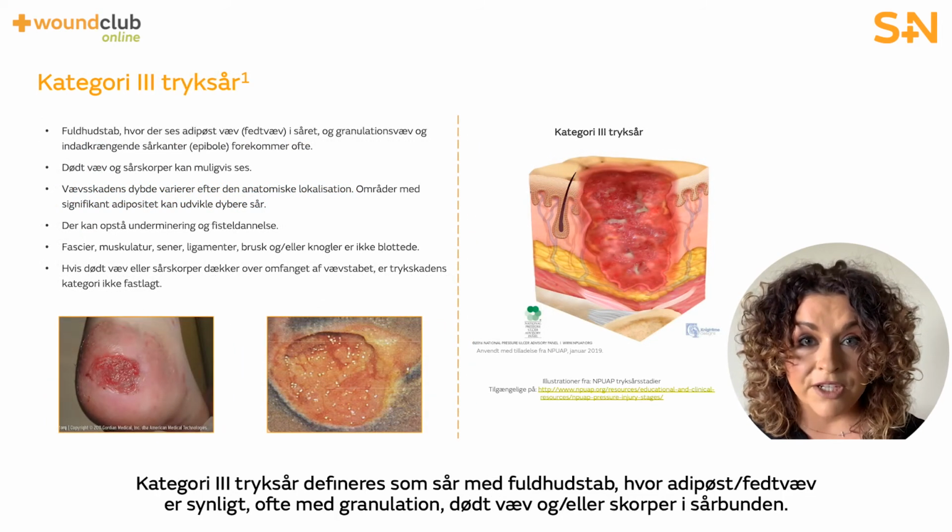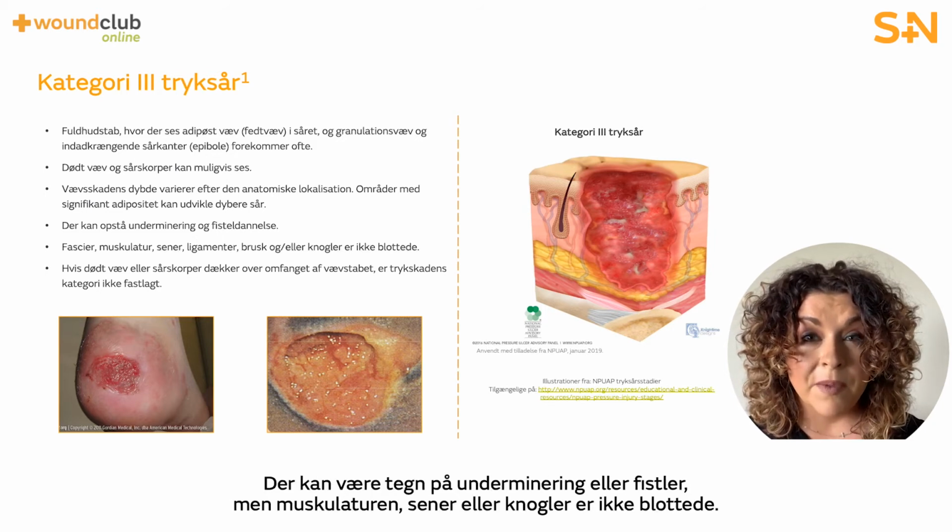Category 3 pressure ulcers are defined as those with full thickness skin loss. Adipose or fatty tissue is visible, often with the presence of granulation, slough and/or eschar in the wound bed. There may be a presence of undermining or tunnelling. However, muscle, tendon and bone will not be exposed.